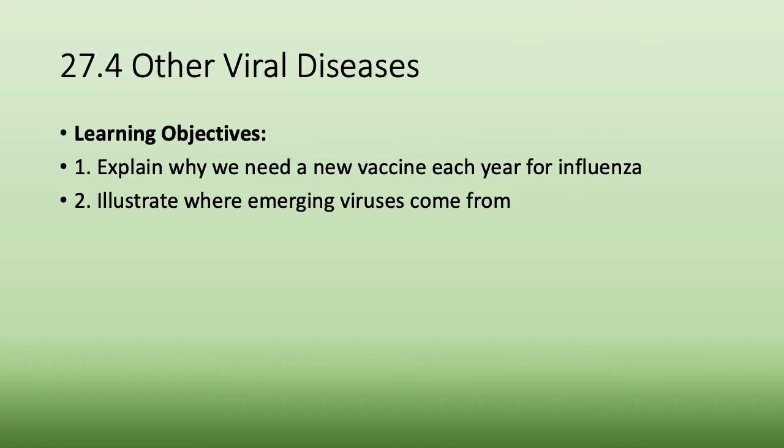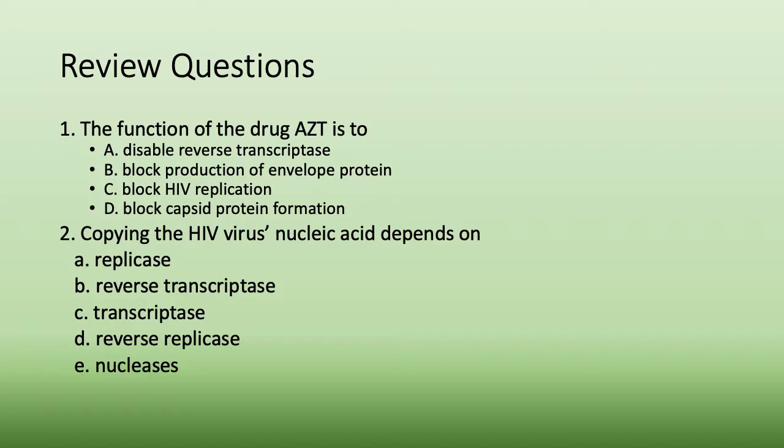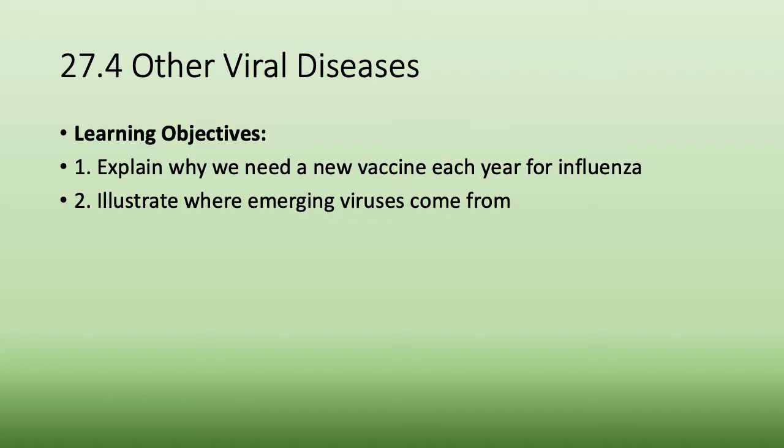Okay, so we just wrapped up talking about AIDS and the different treatments for AIDS. So now we are on other viral diseases. We'll talk about why influenza requires a new vaccine. It's not just for mutation. There's actually another reason why influenza has to have a new vaccine each year, and then talk about some emergent viruses and maybe possibly their origin.